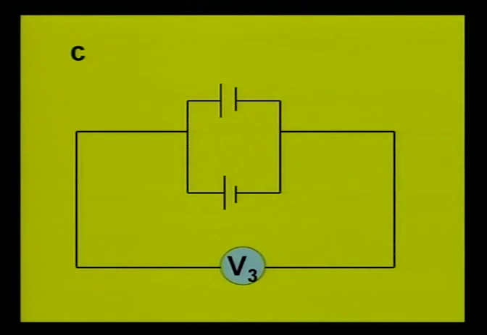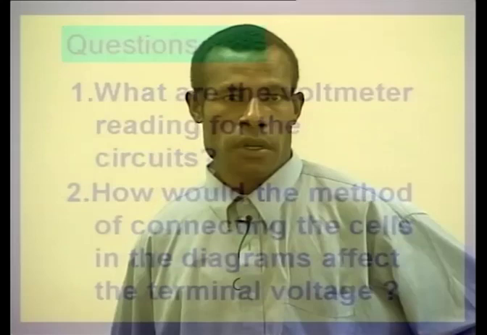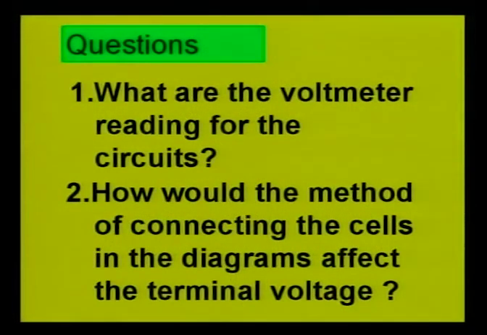What do you think the arrangement of cells has to do with the terminal voltage of the circuit or the cell? Can somebody explain that question? All right, the question is here: how would the method of connecting the cells affect the terminal voltage? All right, we are still on the first group. The next person can answer question number 2.